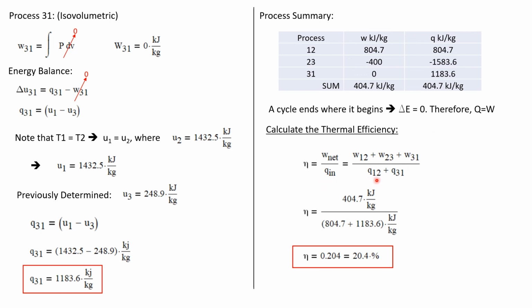So for Q in, we're only going to put in our positive terms, which are Q for process 1-2 and Q for process 3-1. So putting these values in our expression for thermal efficiency, we get that the thermal efficiency is 20.4%.